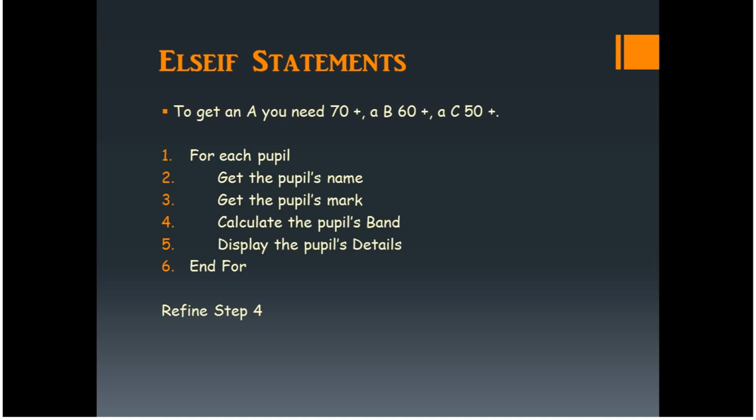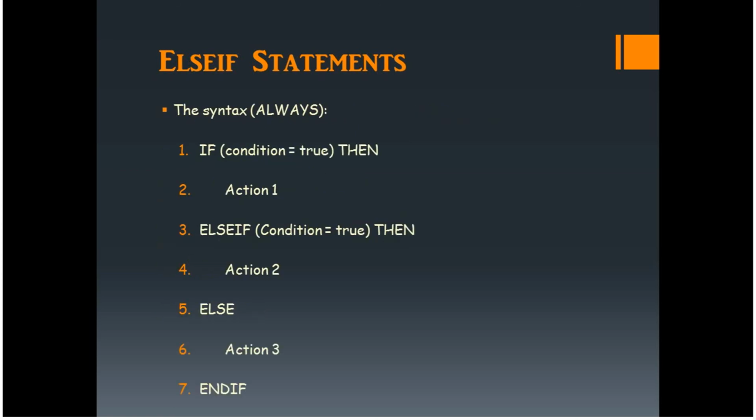So when we get a pupil's mark, we can then allocate you a band. That's how it works. If you get 71, you're getting an A. If you get 62, you're getting a B. And if you get 59, you're getting a C. So what we want to do is refine step 4, calculate the pupil's band. Now the pupil's band is dependent on the pupil's mark, so that's what our if statement is. So let's have a wee look, right?